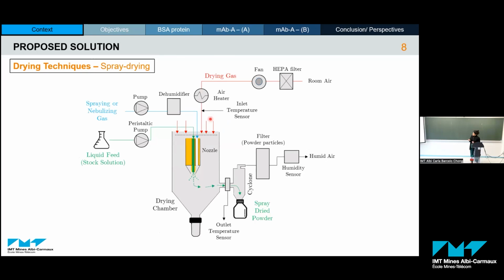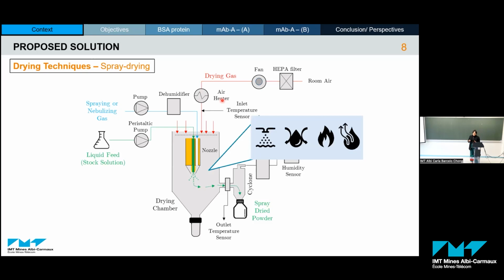Firstly, I would like to introduce the process of spray drying. During the spray drying, we will have the spraying of a liquid formulation through a nozzle into a drying chamber by using a spraying gas, in this case, air, and as well using a drying gas that will get in contact with the spray, and it will dry it to form a final dried particle that we will recover with a cyclone for further analysis.